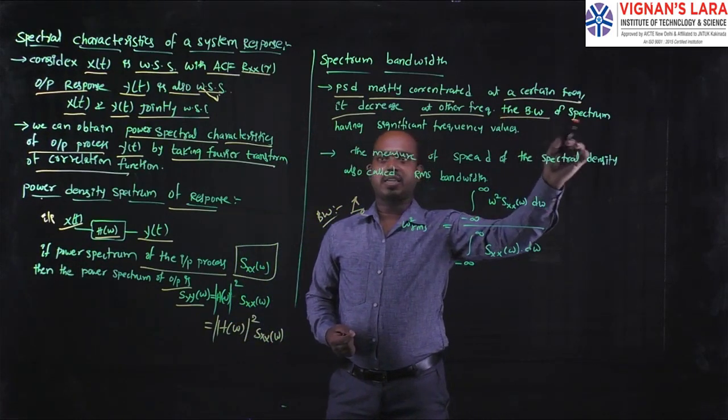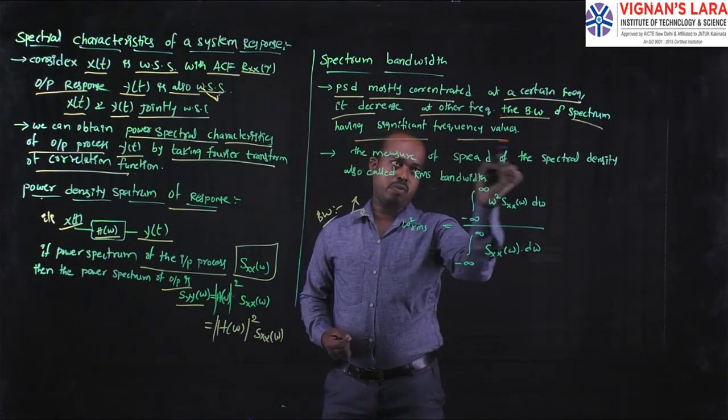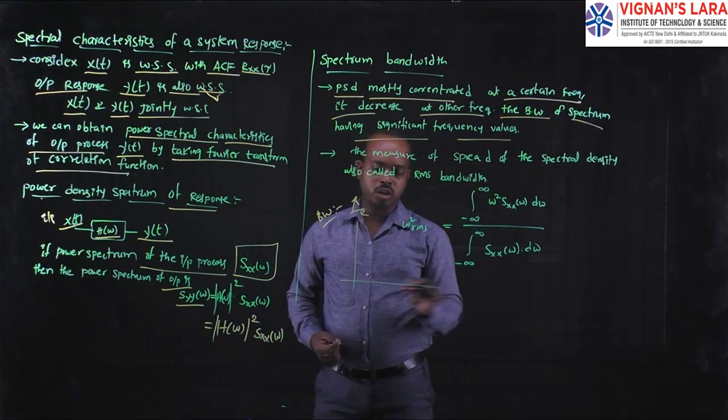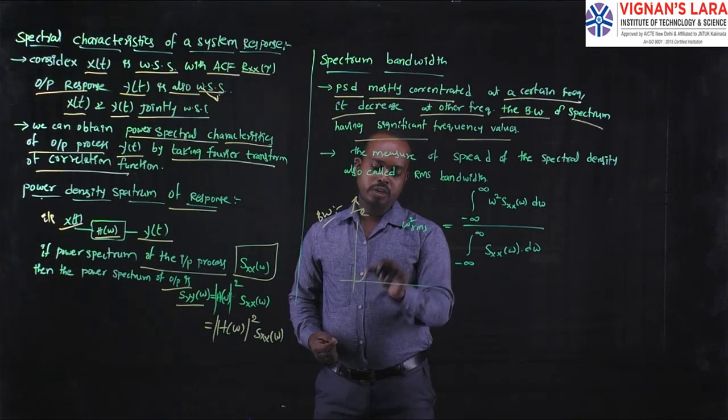The bandwidth of a spectrum covers the significant frequency values. Generally, that is how bandwidth is represented. Suppose I take one spectrum.